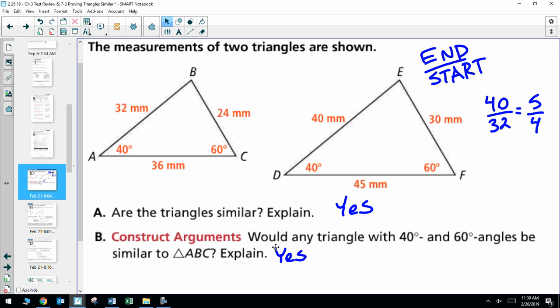There would be some scale factor that I could multiply the starting triangle by to get the ending triangle. All the angles stay the same, you're stretching it proportionally on all sides.